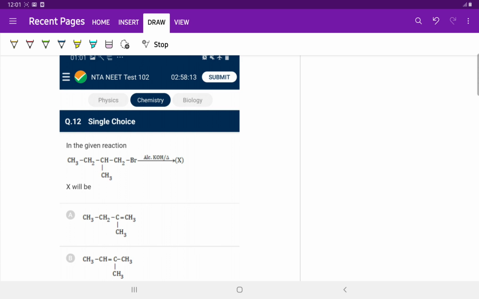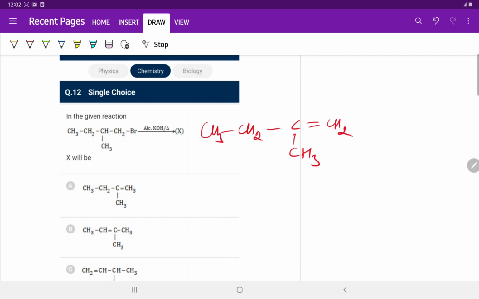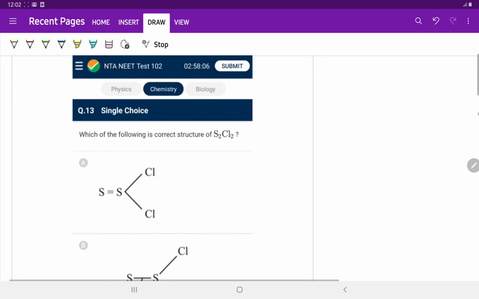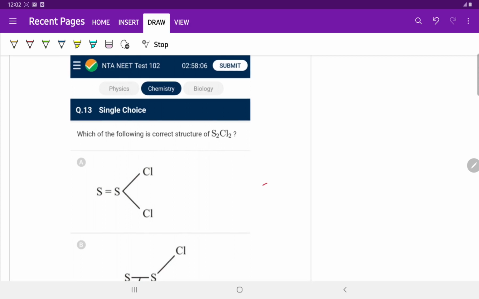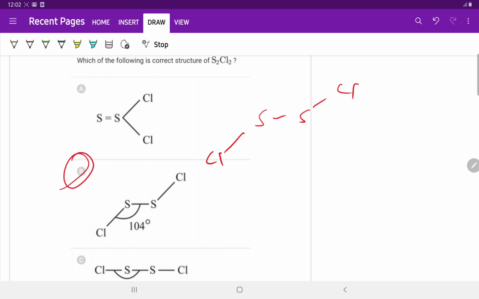Question number 12. Alcoholic KOH, there is an E2 elimination, beta elimination, and the product is CH3CH2CH=CH2, 2-methyl-butene. Answer A is correct. Question number 13. Which of the following is the correct structure of S2Cl2? Bent structure of S2Cl2 due to the lone pair repulsion, so the shape is distorted. So option B is correct for S2Cl2.